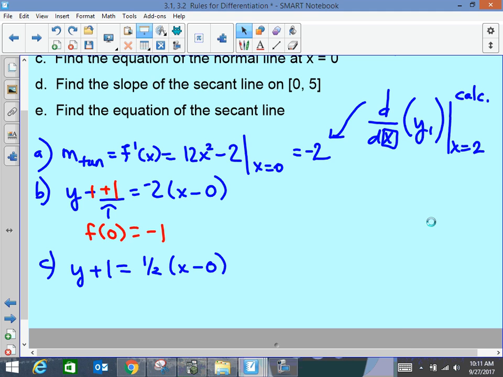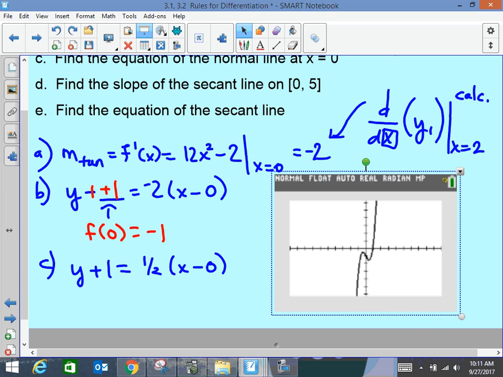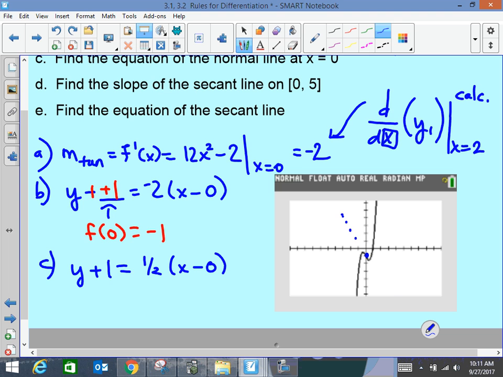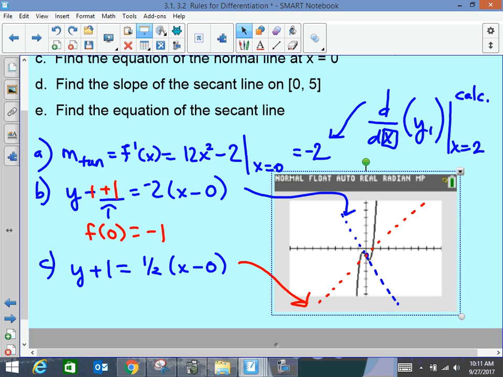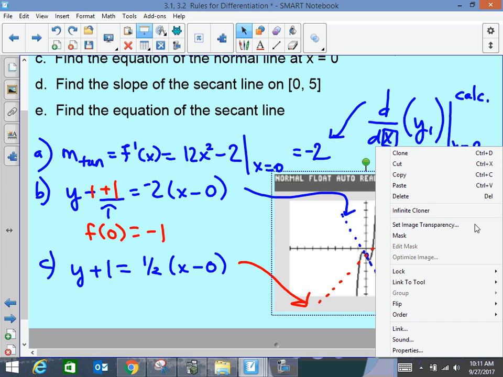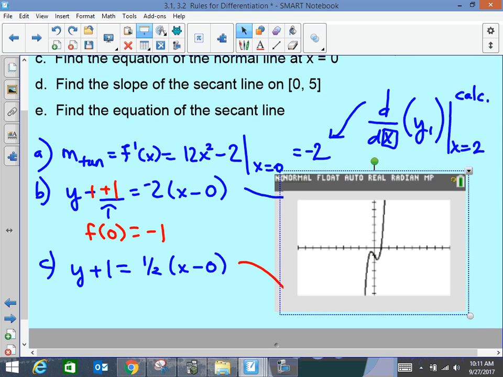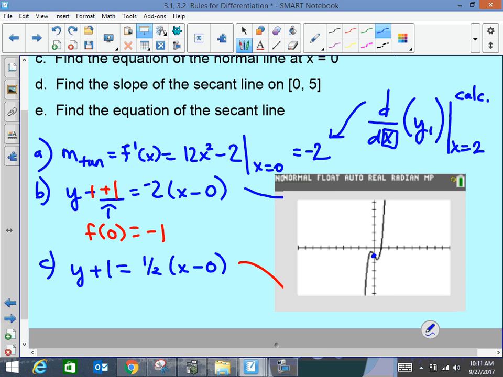All right, there's my line. You have found this line at (0, -1), okay? That is this one, and then the perpendicular one looks something like that. That's the normal one. All right, now, what are we doing with the secant line? What does that even mean again? It's been a while since we've seen it. What are we doing with the secant line from (0, -1)?